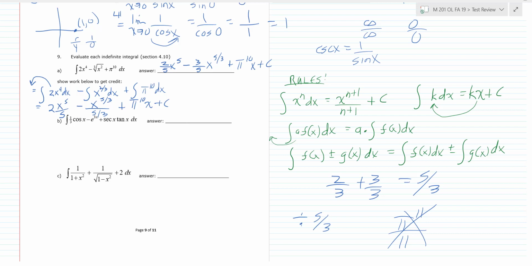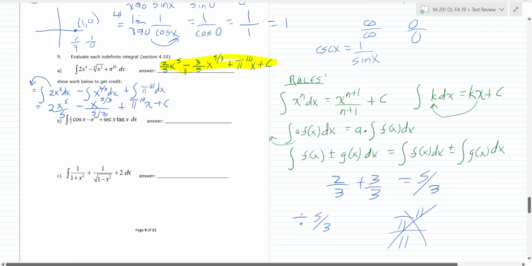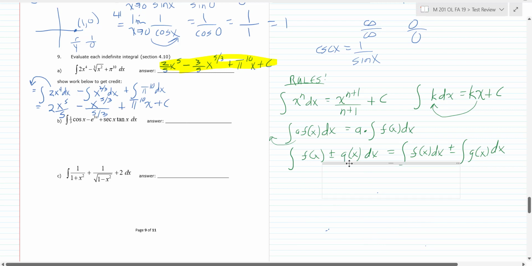All right, so that would be your antiderivative right there. Okay, so those rules apply to a lot of the integrals you're going to do. Power rule, constant rule, breaking up into 2 or more integrals, and so forth. Okay, now there is something you can do on this also.